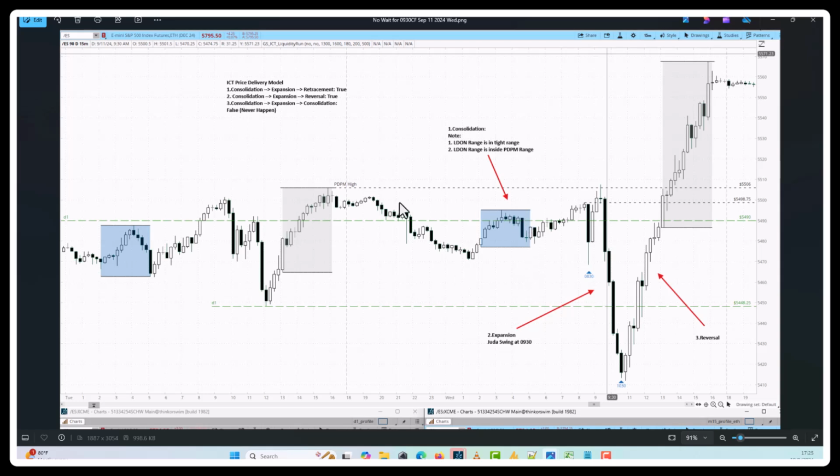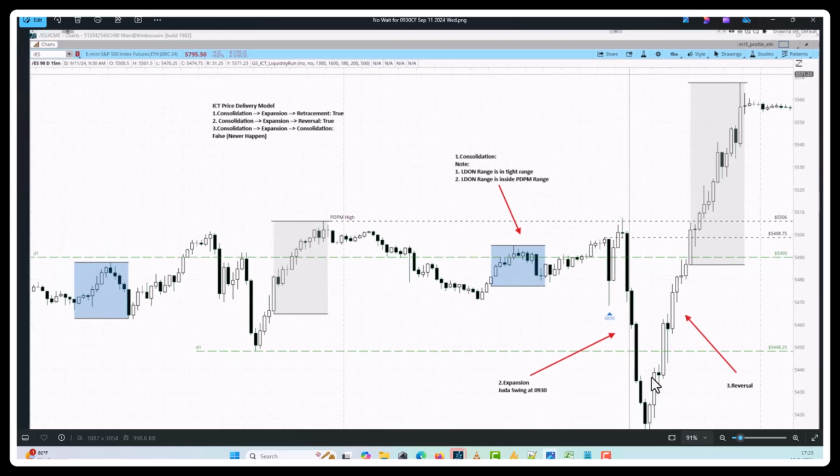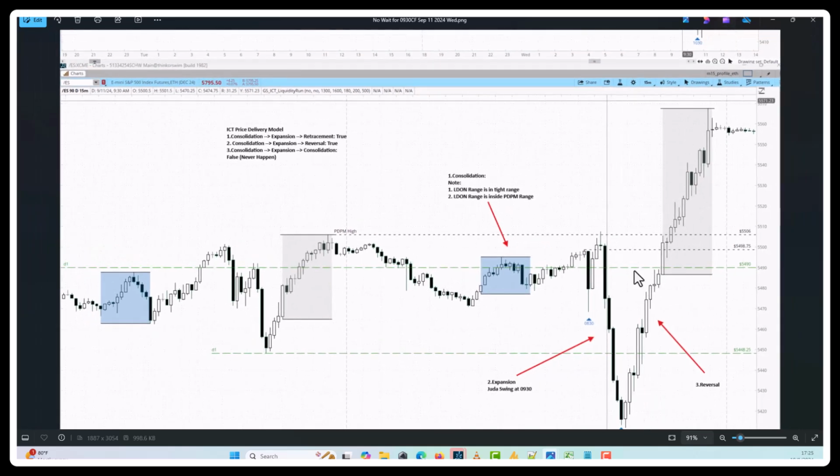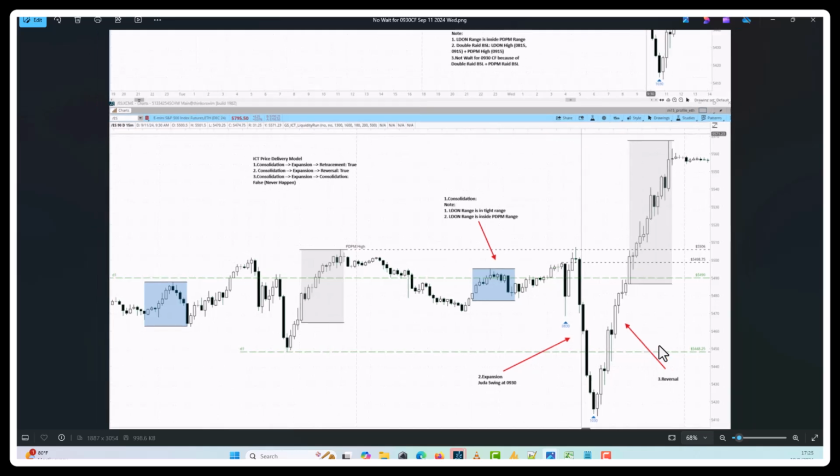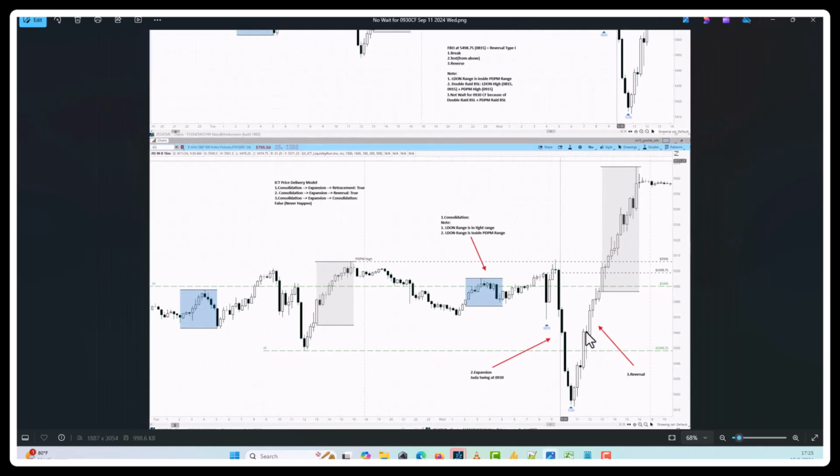So we have a consolidation right here. The consolidation is within the PM range, and then we have what? Consolidation, then we have an expansion, and then it reverses. So they have the consolidation and expansion, and then it goes to retracement, or in this second case scenario it goes to reversal, which is this one. Expansion, then it reverses. Reverse means you're going to go out and take the other side of liquidity. It will not retrace. If it retraces, then it just stops right here and makes a non-leg down.